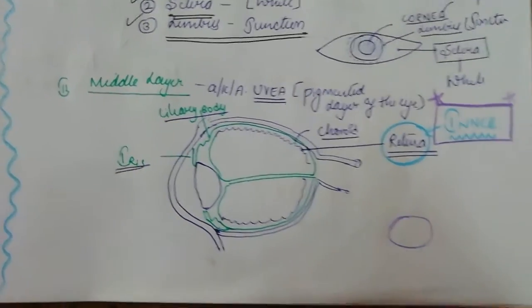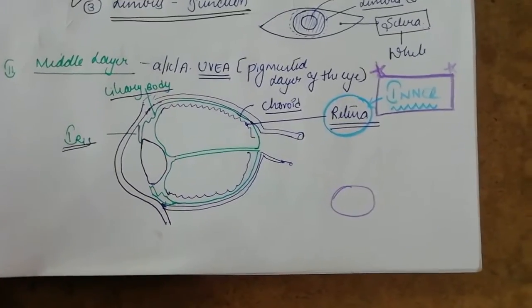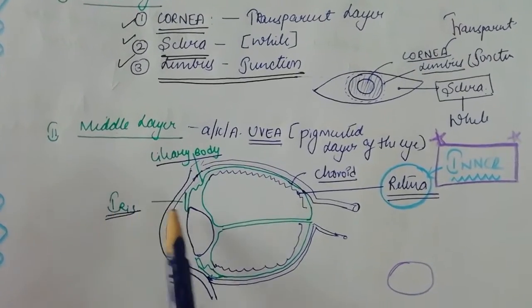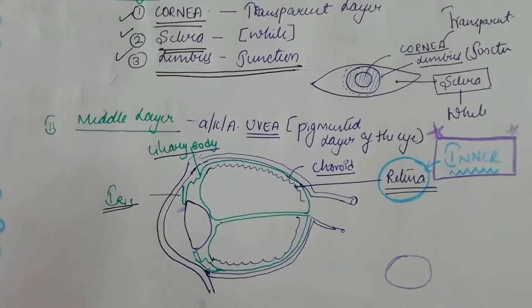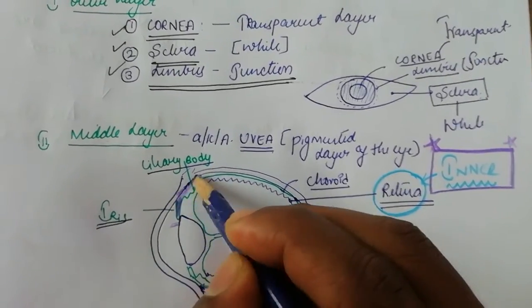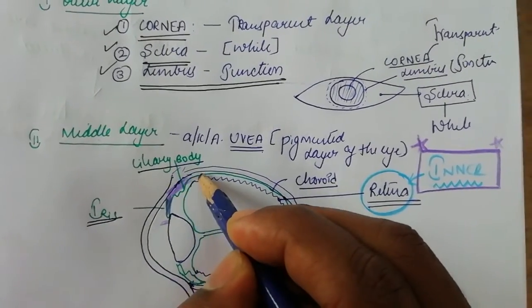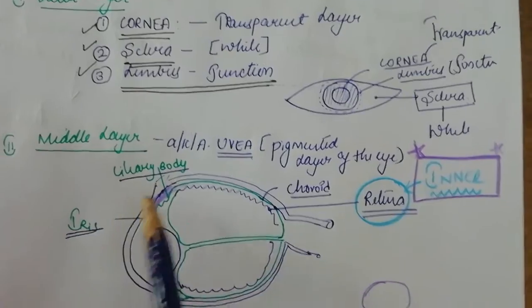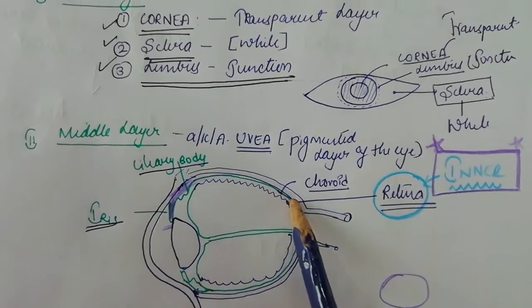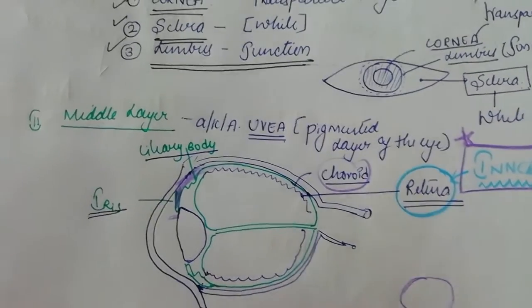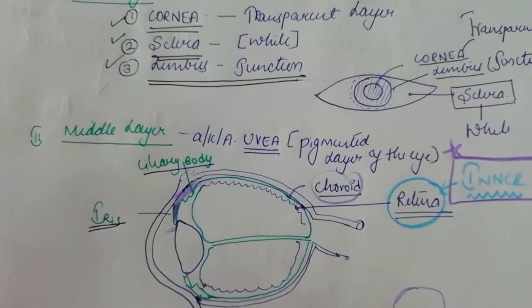And this uvea has three parts it is made up of. So the first part which you're going to see is this is an iris, okay? And you come up, and this becomes the second part, that is the ciliary body. And this becomes the choroid, right? So there are three parts of the middle layer.